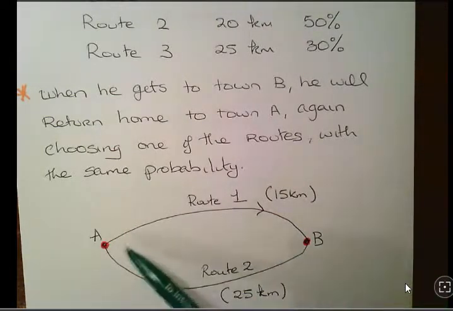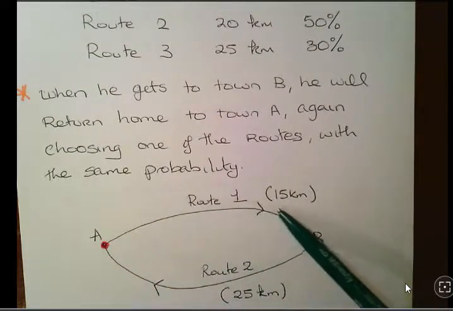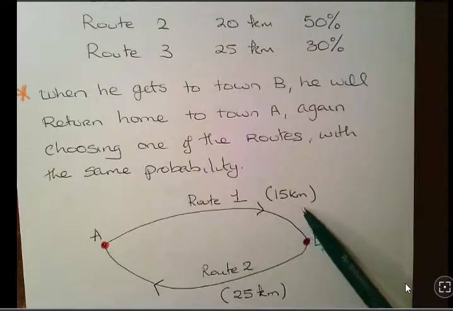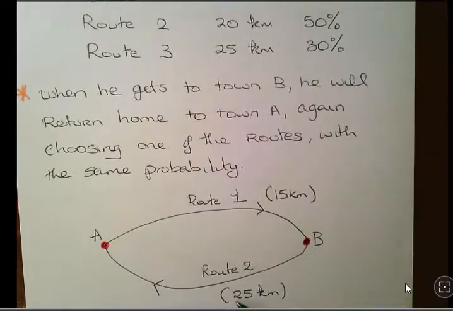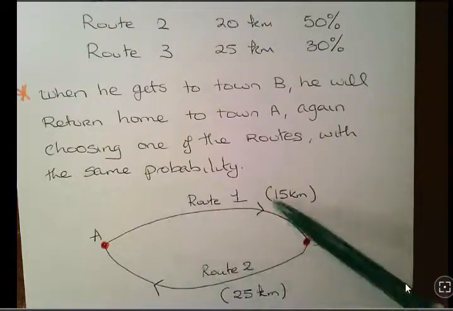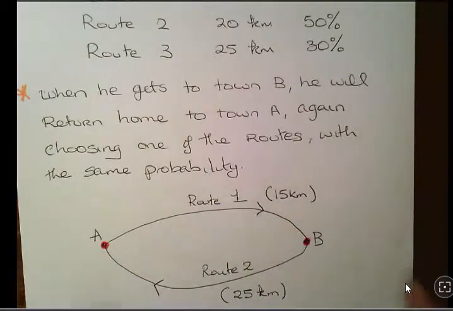So just to give you a quick example here, on the way out, let's say he just picks route 1 for some reason, and that's 15 kilometers. When he gets to town B, he goes back, and this time he decides to go by route 2. So altogether, the round trip is 40 kilometers.